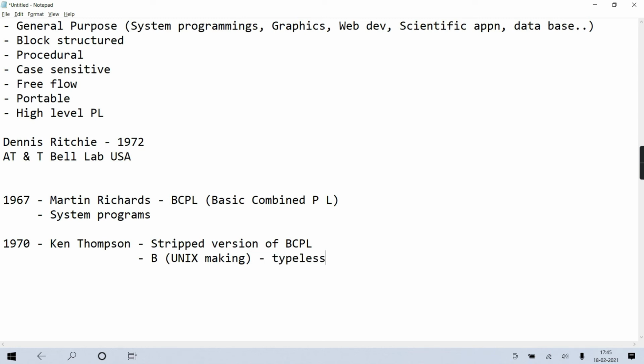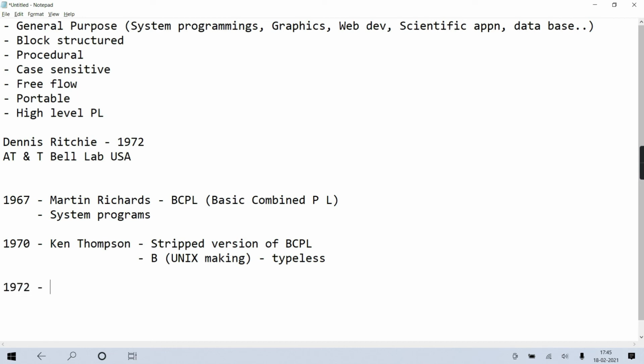Typeless meaning there was no data type for your variables. Whenever you create a variable, what should be the data type of that variable, whether int or float or double or character, nothing like that. It was typeless. Any variable you create, all variables get one word of memory. So every variable had fixed memory. Getting? So there were some drawbacks in it, and they tried to come up with a next language.